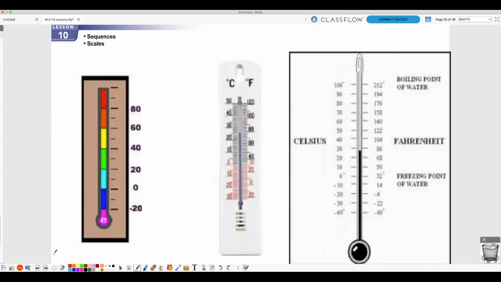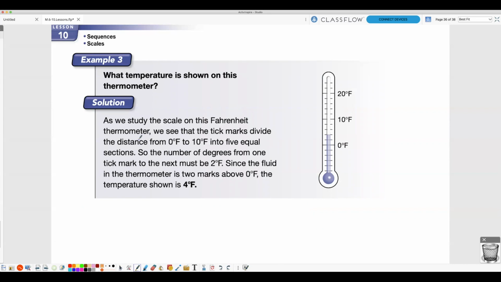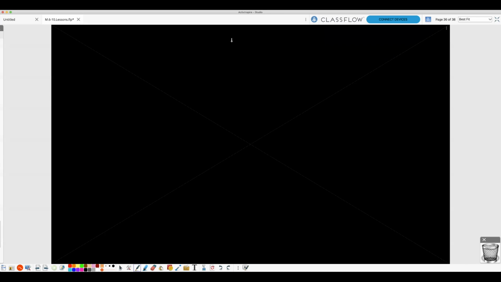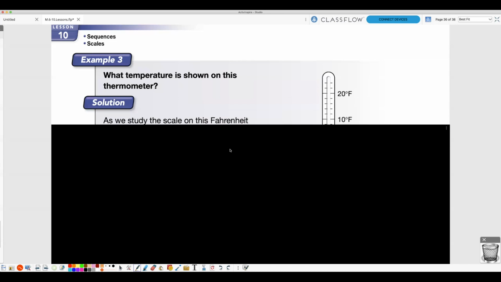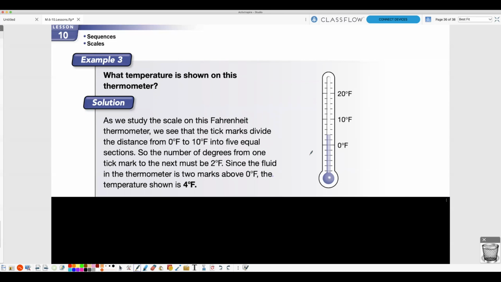Here are some more scales, thermometers that we're used to seeing, Fahrenheit and Celsius on either side. So what temperature is shown on this thermometer? If you look at it, you can see here's the 0 tick mark. Here's another tick mark, and then there's another tick mark. And here it goes up to 10.